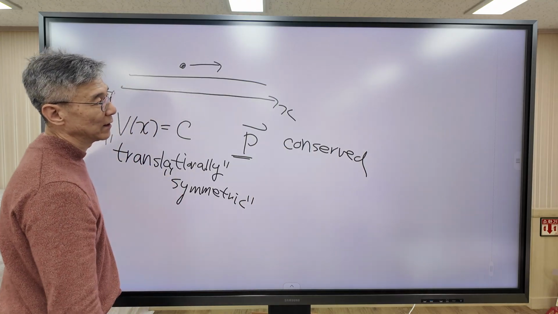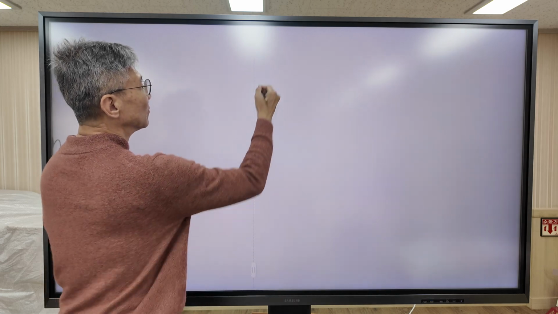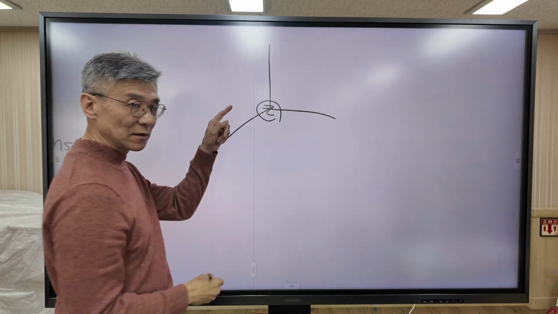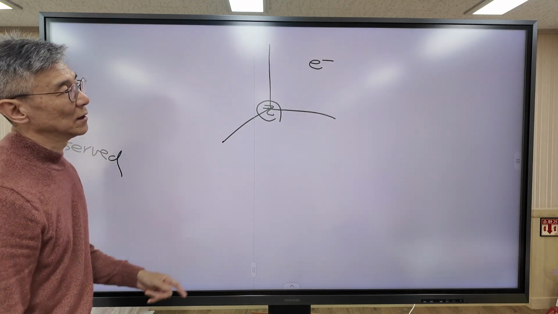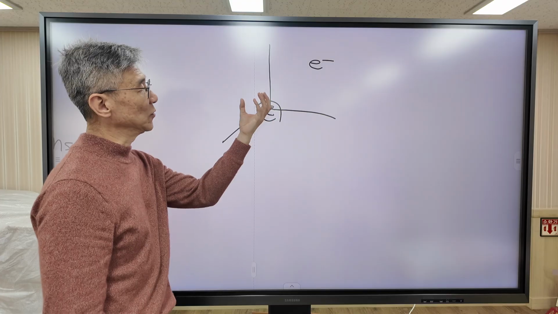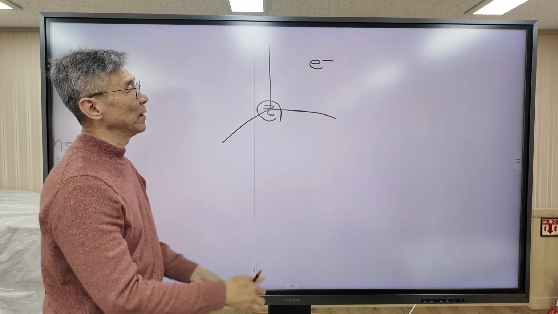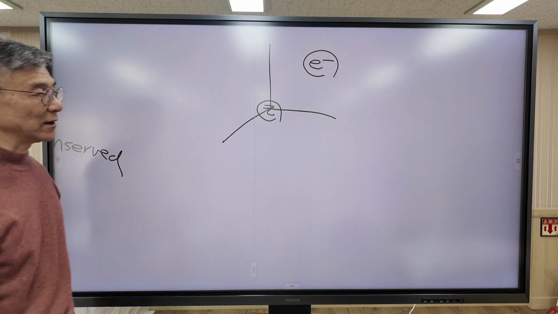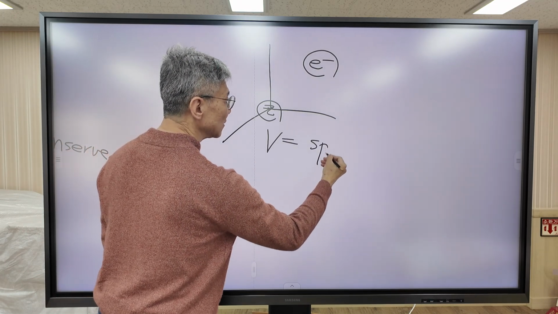Okay. Now what happens in an atom? The nucleus is at the center. The electron moves around. Now the electron experiences Coulomb potential energy. The electron's potential energy is spherically symmetric.